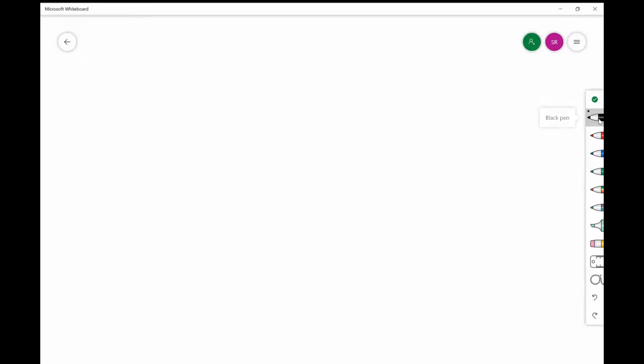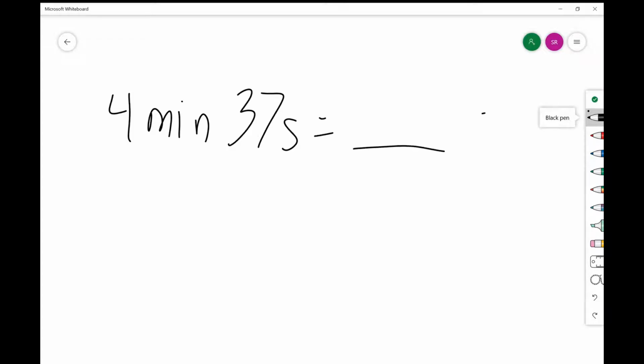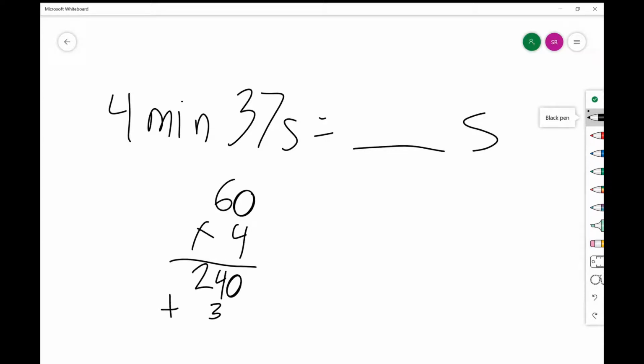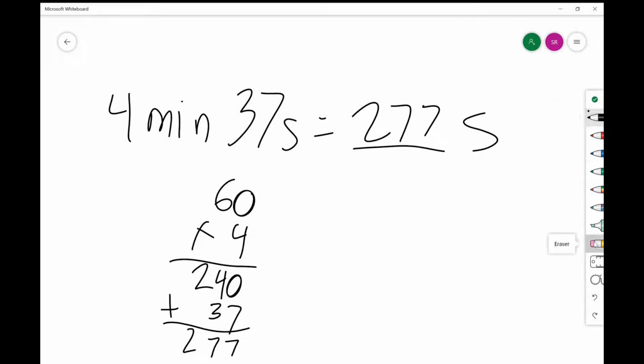Then another example that we'll have is we'll have 4 minutes and 37 seconds, and we want to figure out how many seconds there are. So again, we'll do 60 times 4 because there's 60 seconds in 1 minute, and we want to know how many seconds there are in 4 minutes. So when we do that, we get 240 plus 37, and when we do that, we get 277 seconds, which is pretty exciting.